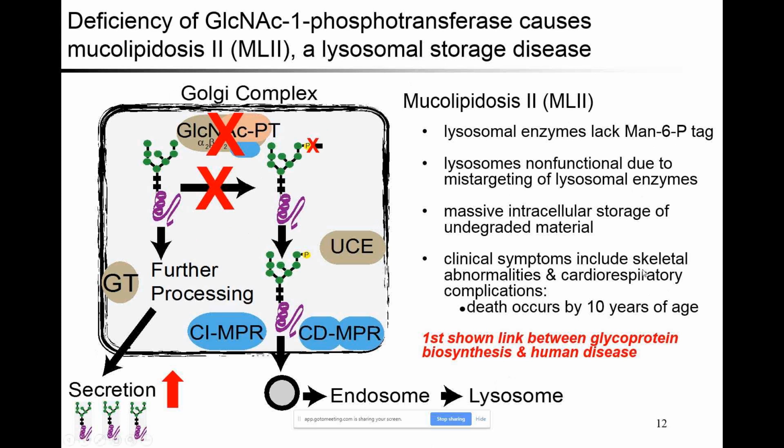And so these patients will have skeletal abnormalities, cardiorespiratory complications, and typically these children die by the age of 10 years. So again, this is a very critical targeting pathway: you have to have a functional lysosome in order for a person to survive. And this actually was the first shown link between glycoprotein biosynthesis and human disease.